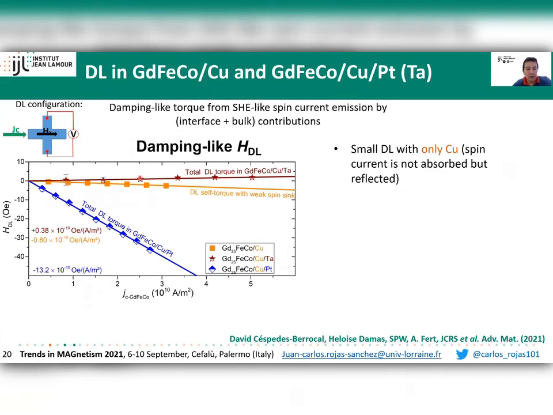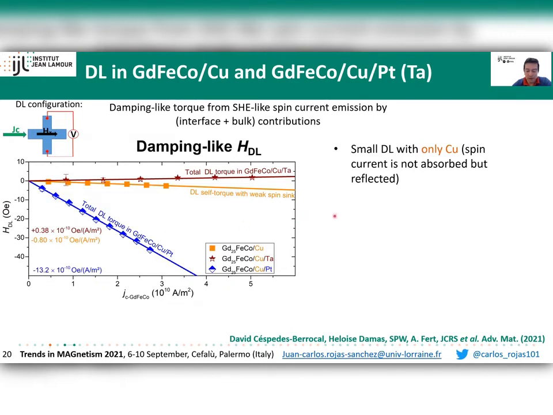In orange is the bilayer with only copper, because we now have the condition of the spin current being absorbed outside. This is very weak. And when we have tantalum, we can see that it's also small but changes sign. However, when we have platinum in this 3-layer, gadolinium iron cobalt copper platinum, the damping-like term increases strongly.